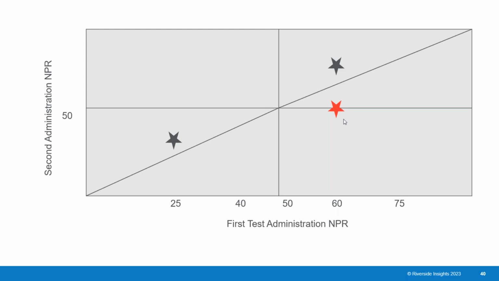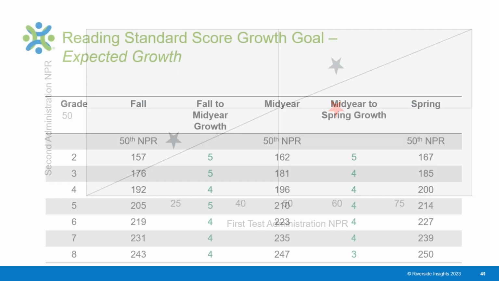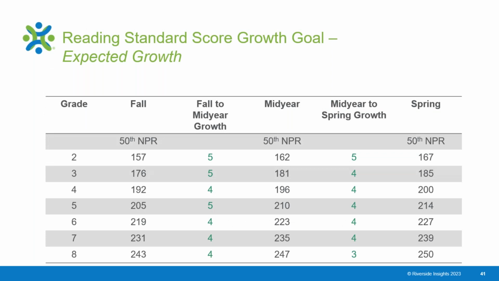And just to provide some quick takeaway tables, the next few slides show that. This slide shows what you would expect, expected growth between fall and mid-year, or between mid-year and spring for the student in the middle of that distribution. If you're setting a goal for a student, what would you expect? You might expect them to change 5 points between fall and mid-year, between mid-year and spring.